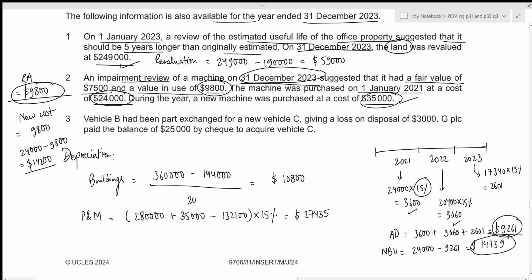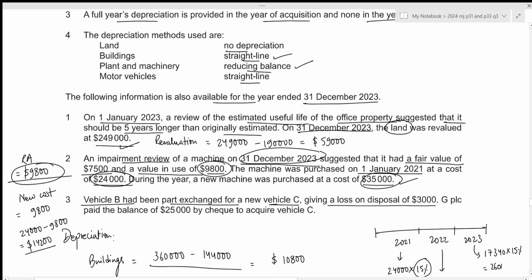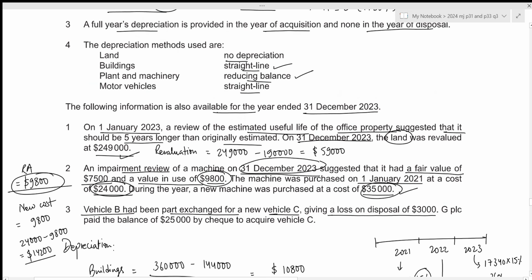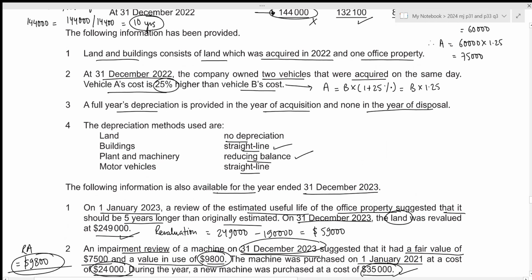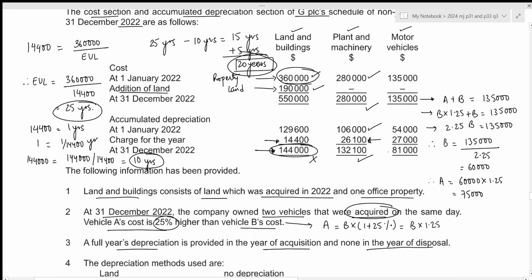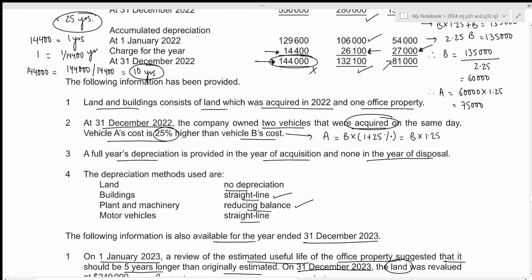Now for the third one, vehicle B had been part exchanged for a new vehicle C, giving a loss on disposal of 3,000. Okay. So we do not know when vehicle A or vehicle B was purchased, but we do know that they were acquired on the same day. And we have the accumulated depreciation of 81,000, and we know that the depreciation charge for the year is 27,000. We also know that the depreciation method is a straight line method.